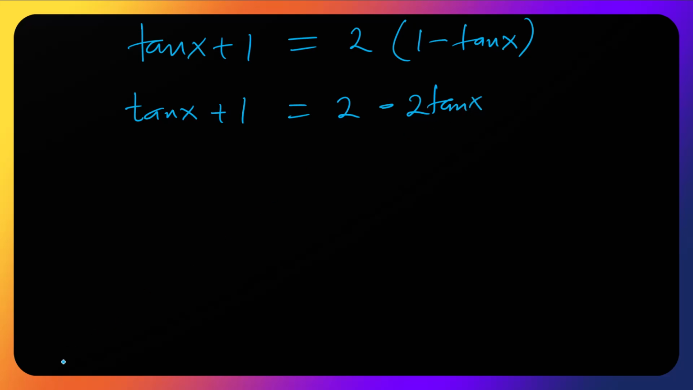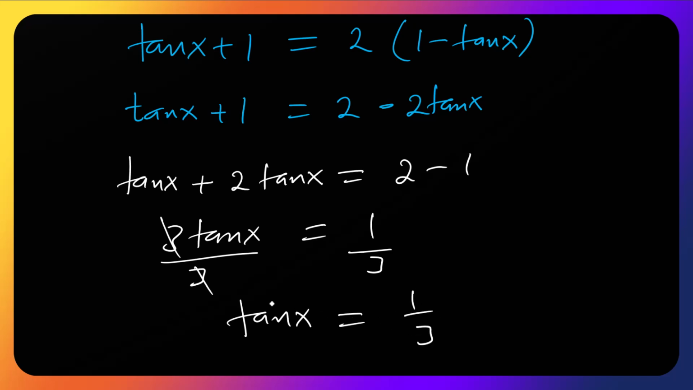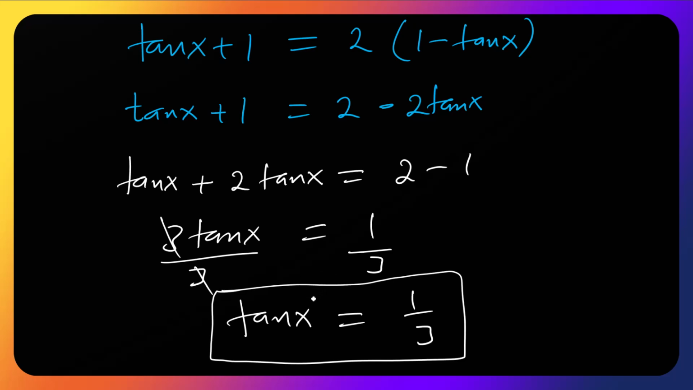tan x. So from here, we can group like terms. So tan x plus 2 tan x equals 2 minus 1. So 1 plus 2, so we have 3 tan x equals 1. Therefore, dividing both sides by 3, we have tan x as 1 on 3. As simple as that. All right.